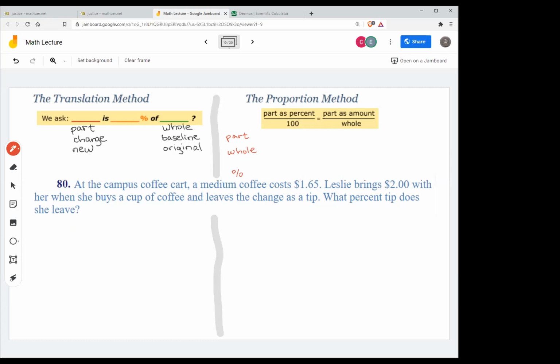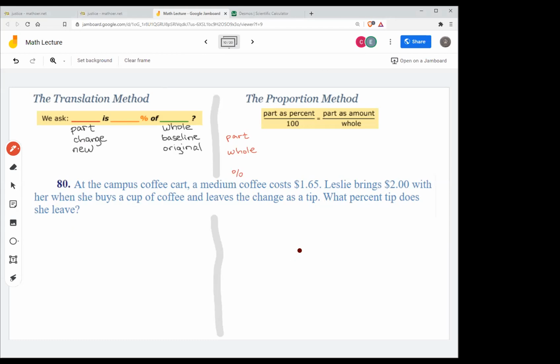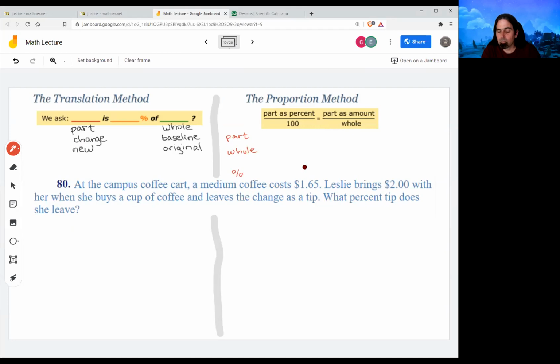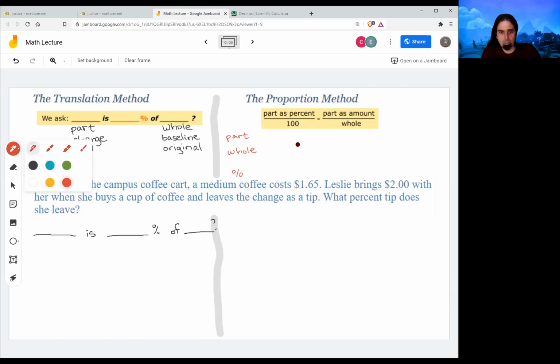I'll try it whenever we're ready. Okay, go ahead. Okay, so I did the translation method. But first tell me the part and the whole and the percent, so I know what to plug in. Oh yeah, I did the other one. Part and the whole. So the part would be 165.